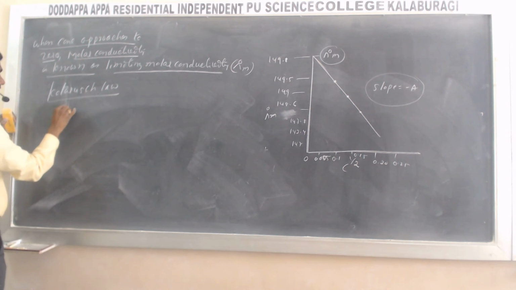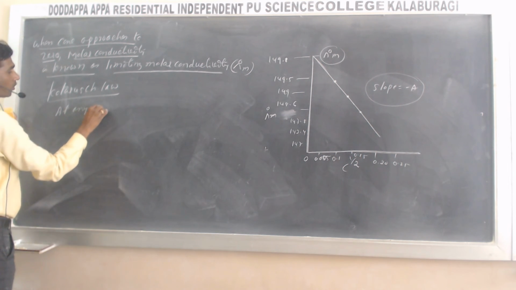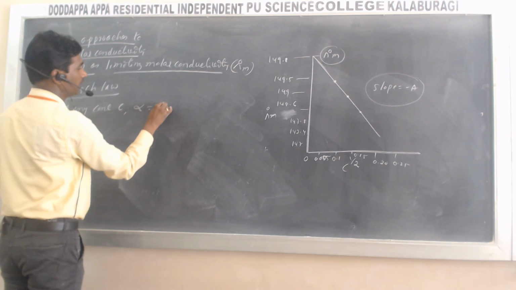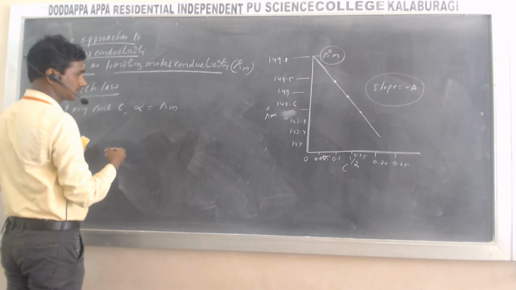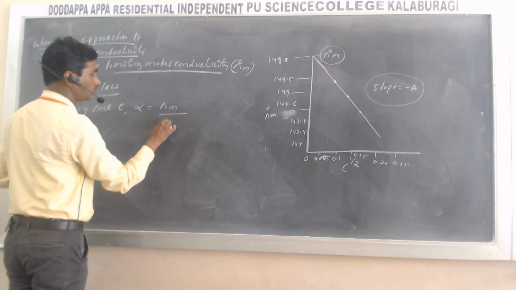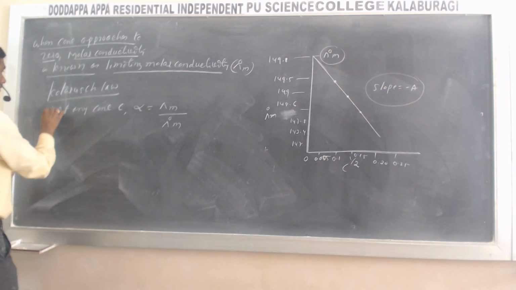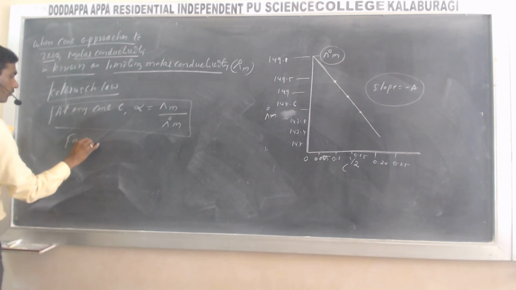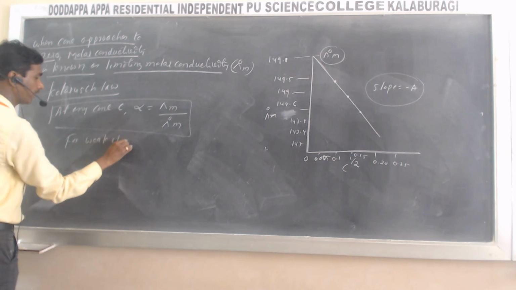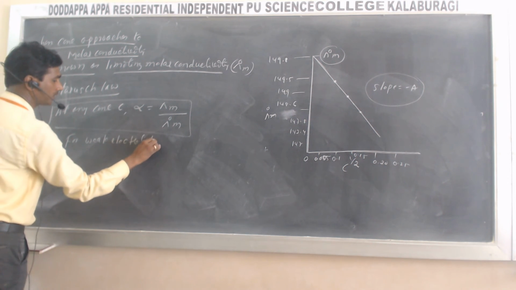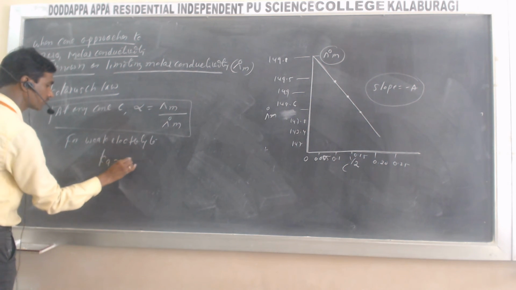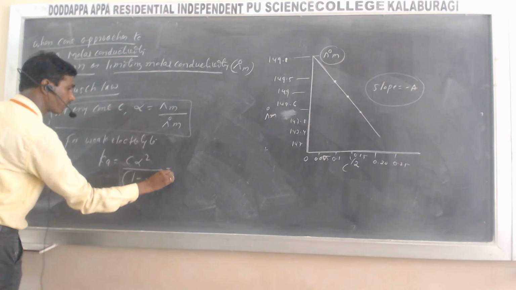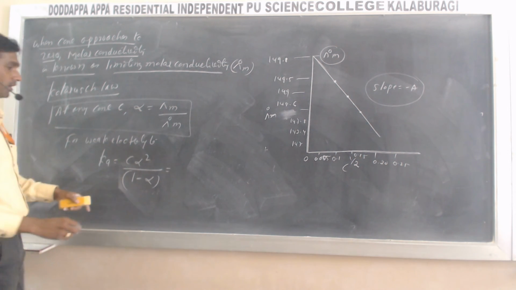At any concentration C, the degree of dissociation is the ratio of molar conductance at a given concentration to limiting molar conductivity. So for a weak electrolyte, what is the dissociation constant? Dissociation constant K is equal to C alpha square divided by 1 minus alpha, and how do we put the alpha value in this equation?